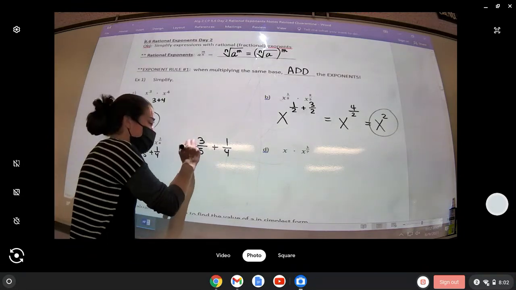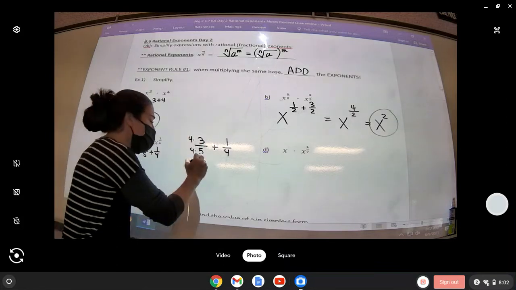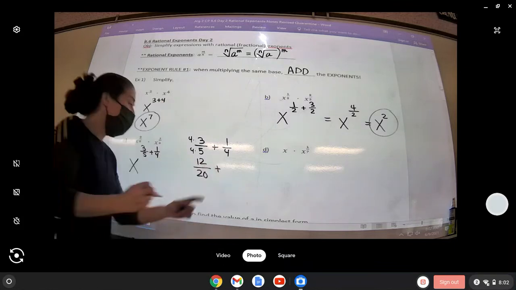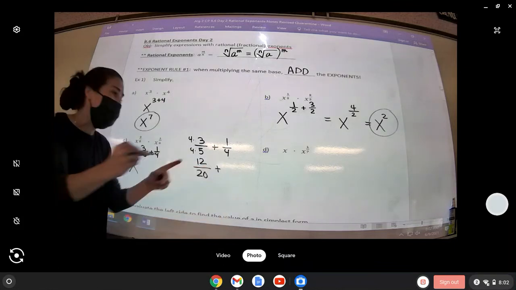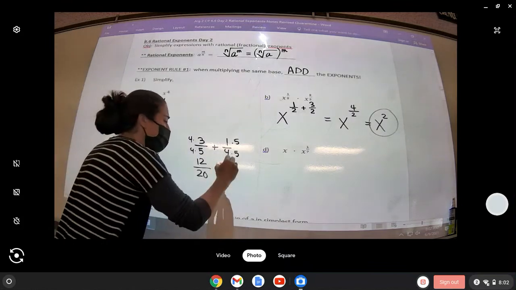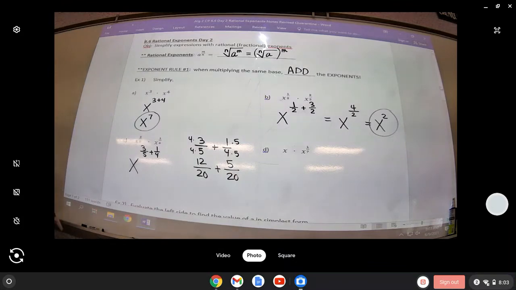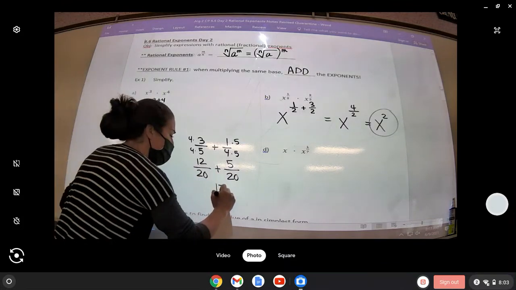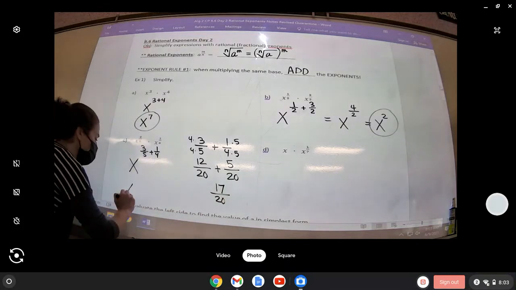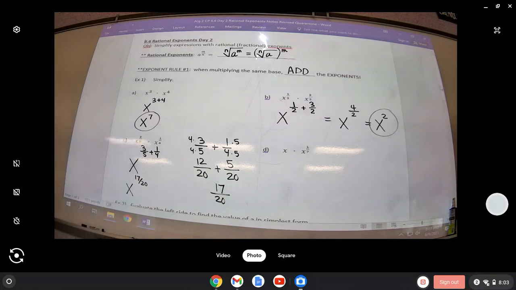So you would multiply this by 4 to become 20, which means you have to multiply the numerator as well. So that becomes 12/20. Plus, what do you have to multiply this by to become 20? 5 and 5. So now you would get 5/20. So now 12/20 plus 5/20, add the tops, is 17/20. And that's your new exponent. So this becomes x to the 17 over 20 power.